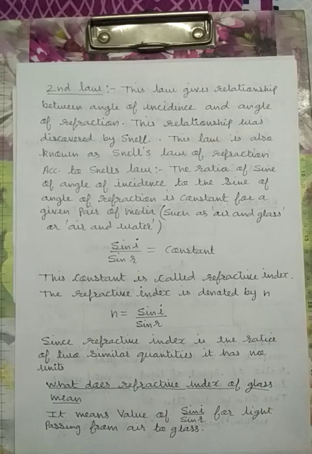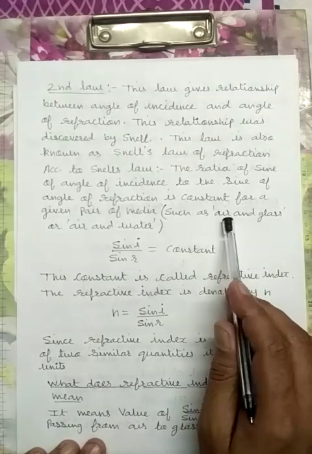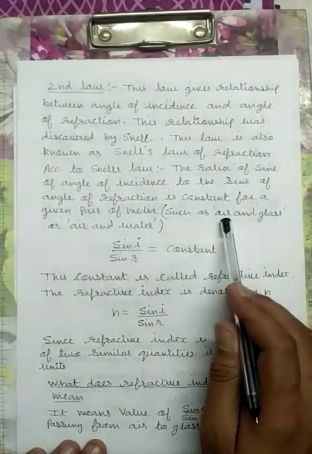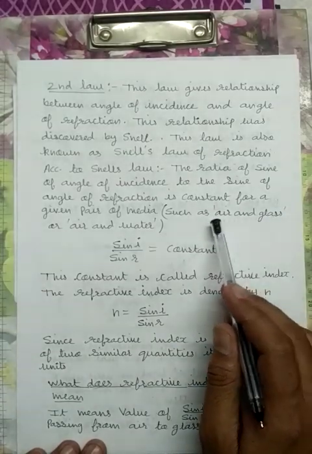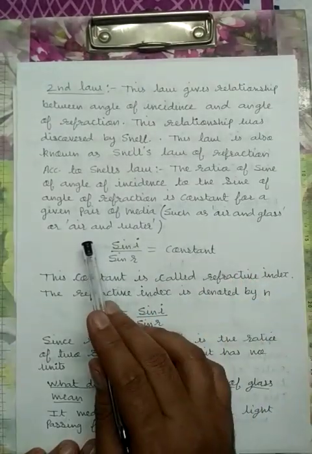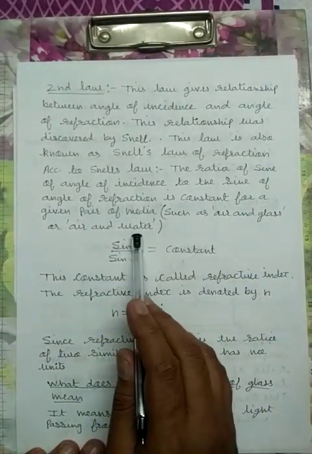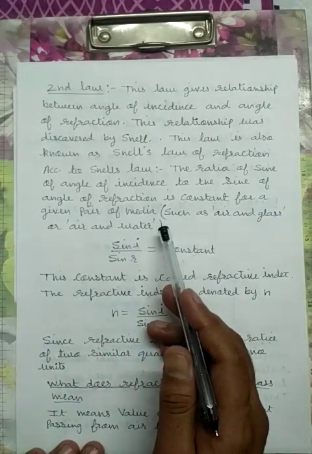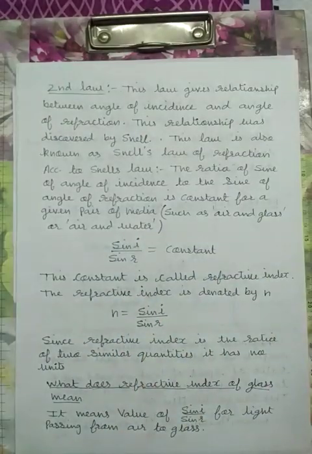Given pair of media means, suppose light is passing from air into glass. So air and glass form a pair of media. And if light is passing from air into water, then air and water form a pair of media. Media is plural for medium.